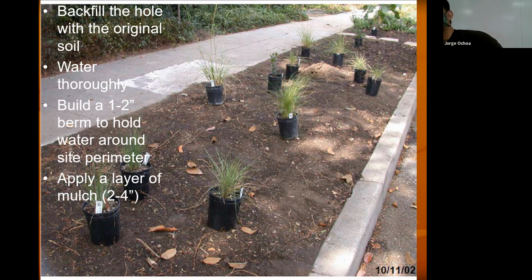What is a berm? It's like a little pool. You put the soil around, make a circle of soil, a mound of soil around the entire perimeter of the plant, so that the water doesn't just drain out. No, that doesn't work when they have the pipe inserted into the ground.